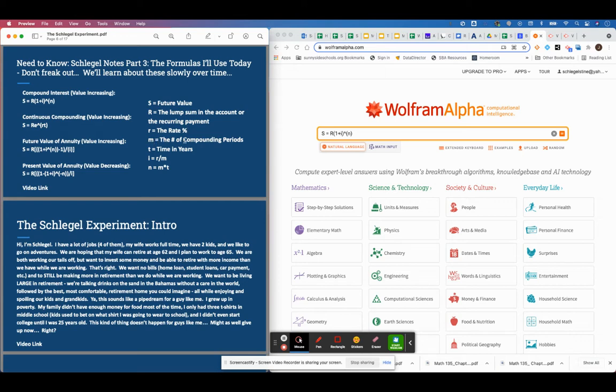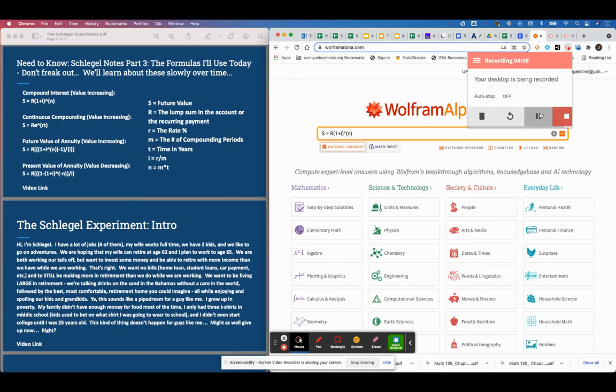M is the number of compounding periods, meaning that if an investment is compounded yearly, this would be 1. If it is compounded semi-annually, this would be 2. If it was compounded quarterly, this would be 4. And if it was compounded monthly, this would be 12. In each one of the problems, it's going to explicitly state what the compounding periods are, and we just have to pay attention to that number. Lowercase t is always going to be time in years.